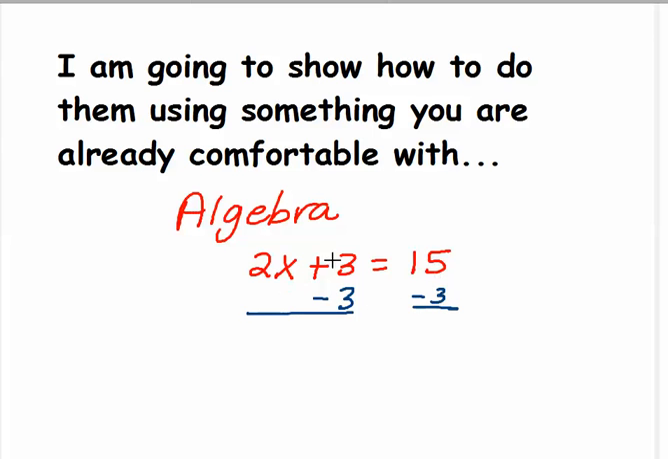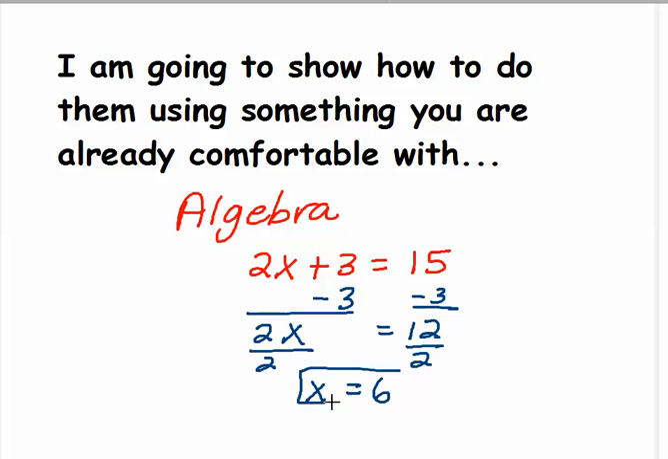Some people would actually write down each operation they're going to do as a separate line, and then bring all the information down. So I would take away 3 from both sides. Remember, whatever you do to the left, you have to do to the right. So I'd bring that down, and then I'd get 2x equals 12. I might show that I'm dividing by 2 here, and then I would have x equals 6.